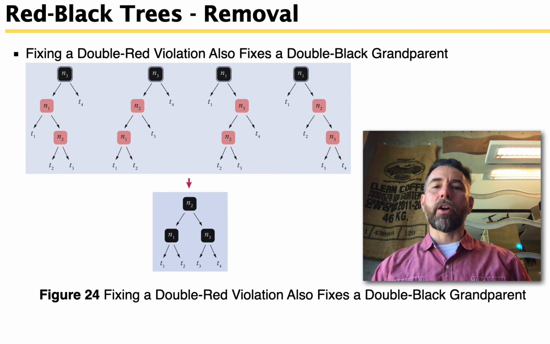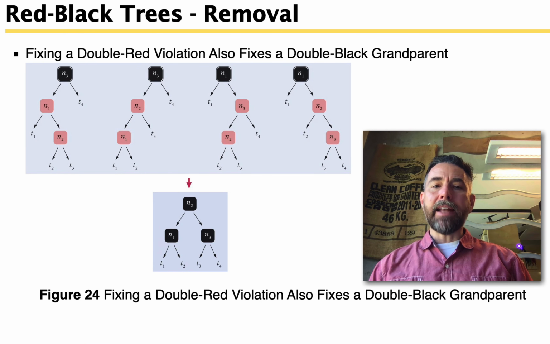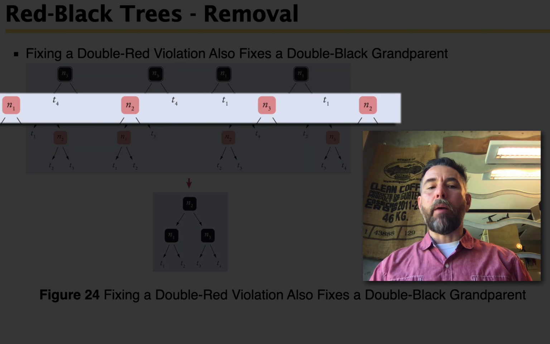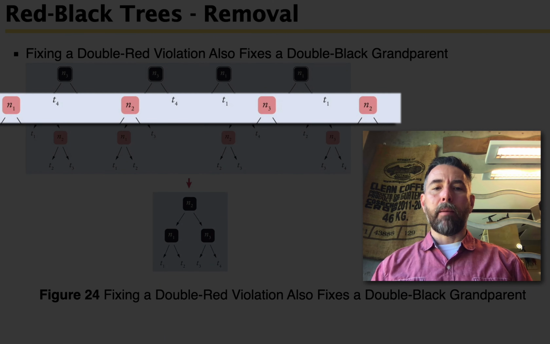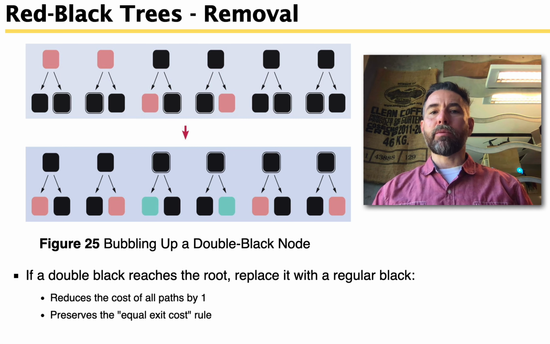So again, what we're doing is we're recursively looking at our N1 node from here, down here, and we're going to have to deal with that. And so we're going to transform our double red situation, where the middle layer there is N1 from our previous slide, and we rotate it around so we have 3 black nodes. Finally, if we end up with a double black node at our root, we can just replace it with a single black node. So that preserves the equal exit cost because we have just subtracted 1 from all paths.